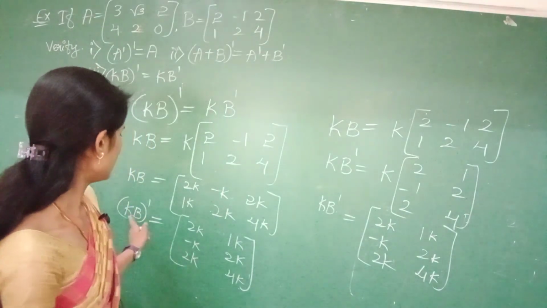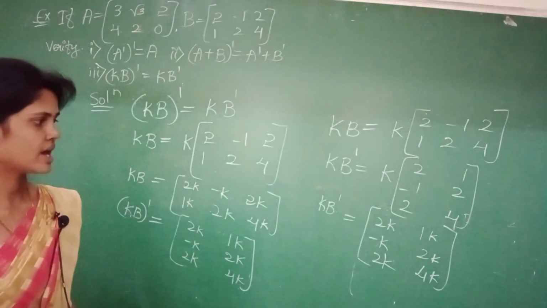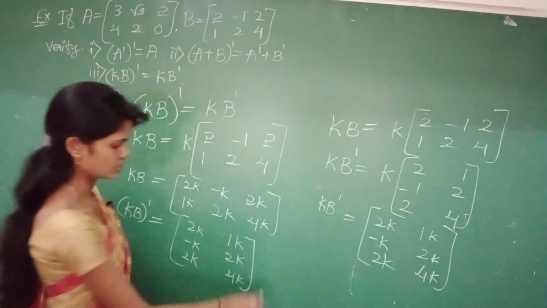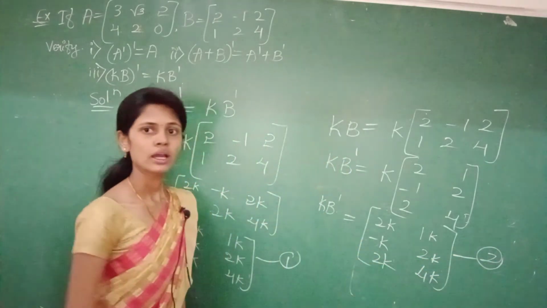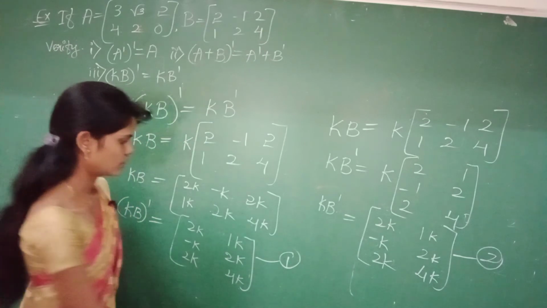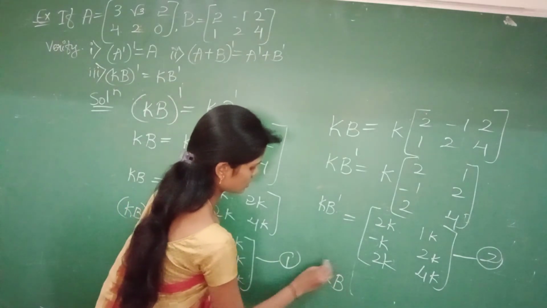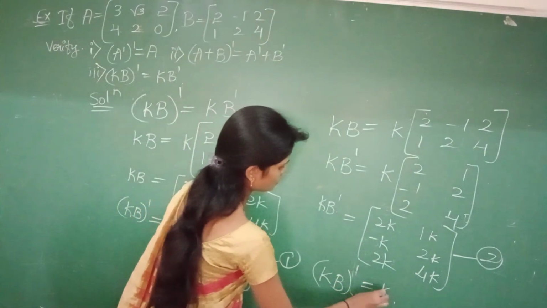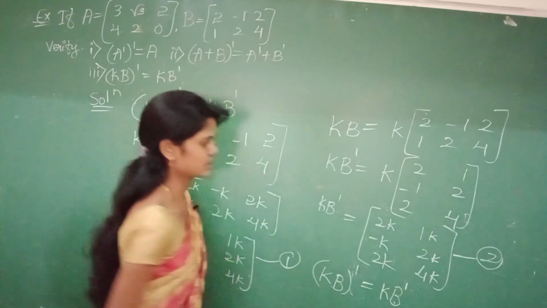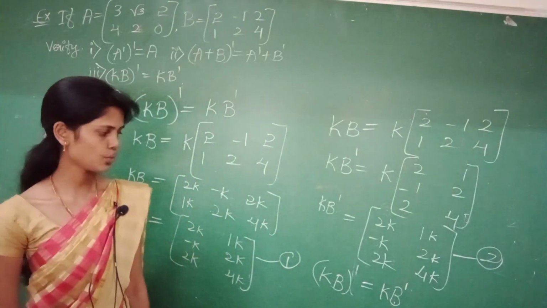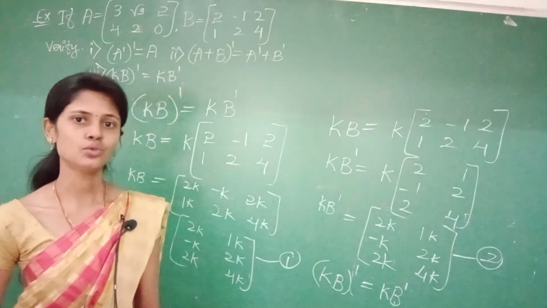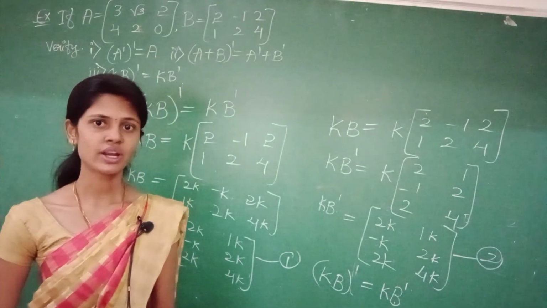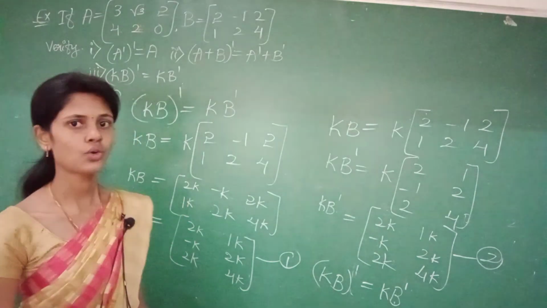So from (kB)' and kB', both the matrices are the same. If you call this equation 1 and this equation 2, comparing equations 1 and 2, what we get? (kB)' equals k into B'. That is, from equations 1 and 2 we say that (kB)' equals k into B'. That is the required result for the given question. Okay.